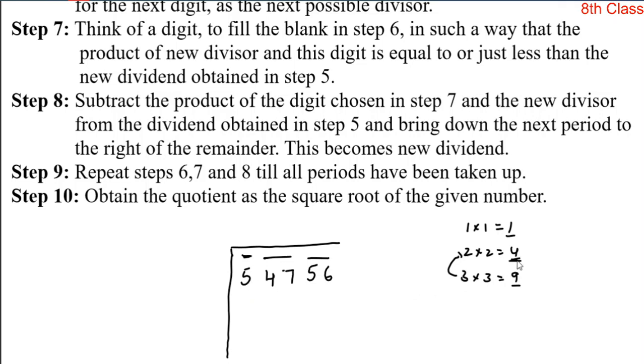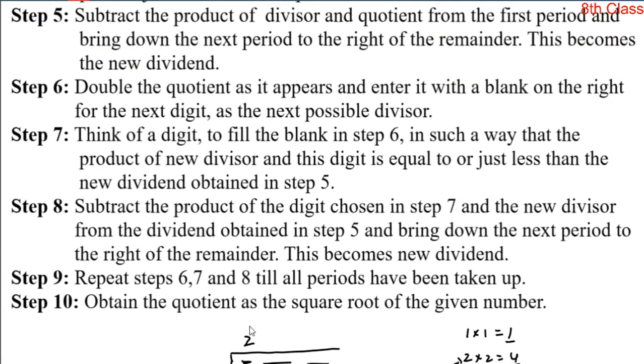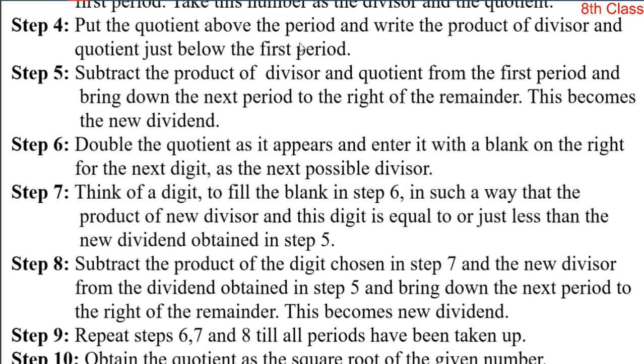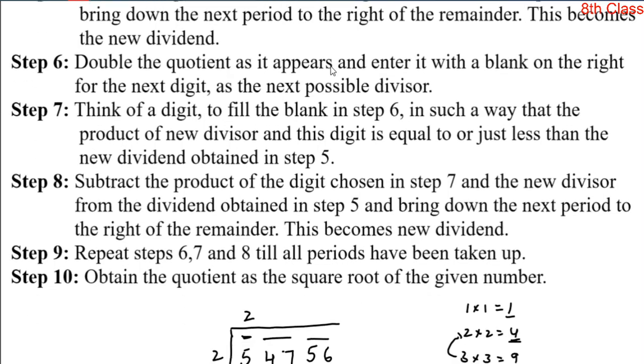Now this 4 is the square of 2. So that 2 we take as the divisor and the quotient. So 2, this is the divisor, and 2, this is the quotient. So 2 2's are 4. Put the quotient above the period and write the product of divisor and the quotient just below the first period.